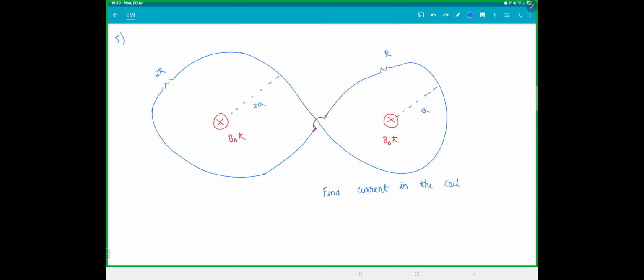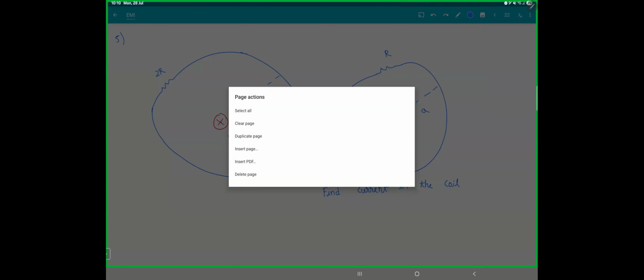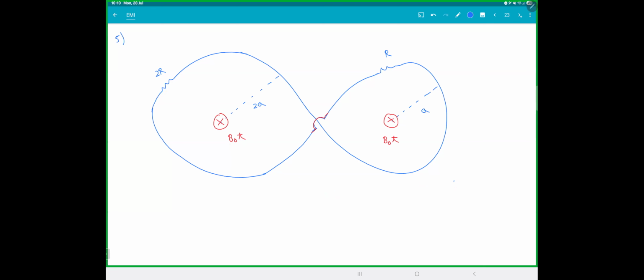No, why will it be zero? Both the coils are not the same size. You took the area as the same. So you can treat each coil separately.